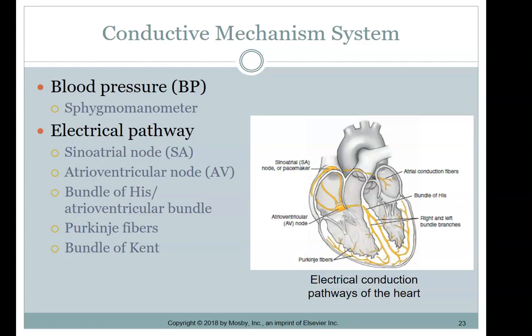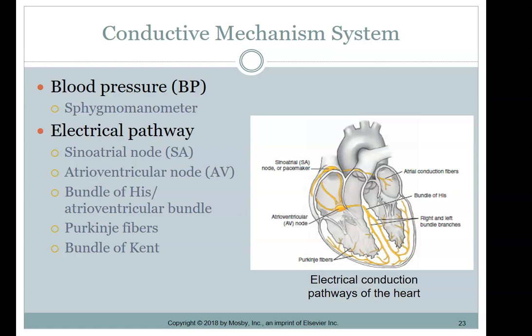Conductive mechanism system. The cardiovascular system is dependent on the coordinated contractions and relaxations of the heart muscle. This force, the blood pressure, is measured by an instrument termed a sphygmomanometer, a blood pressure cuff. The reading is measured as systole, the contractive phase, over diastole, the relaxation phase. Normal blood pressure is in a range from 120 to 139 over 80 to 84.